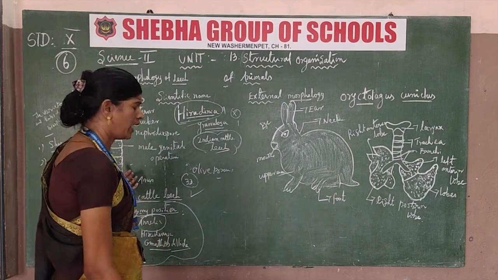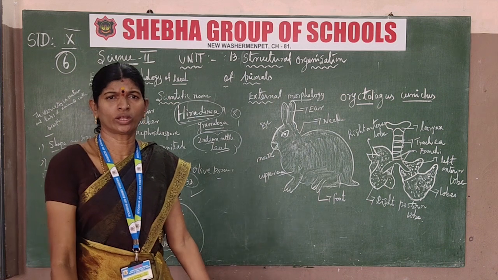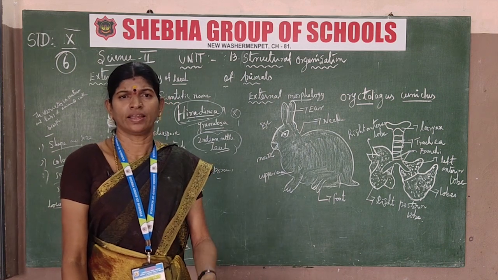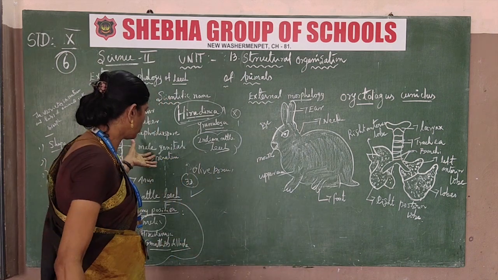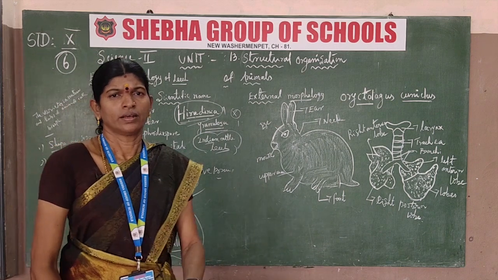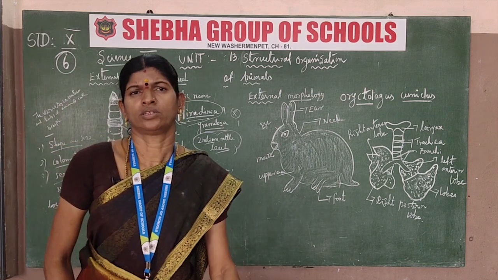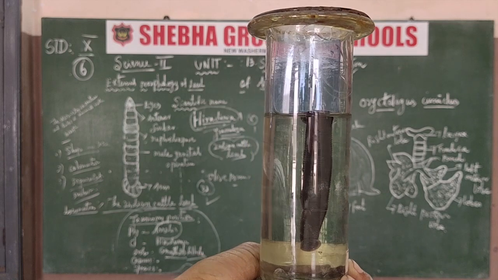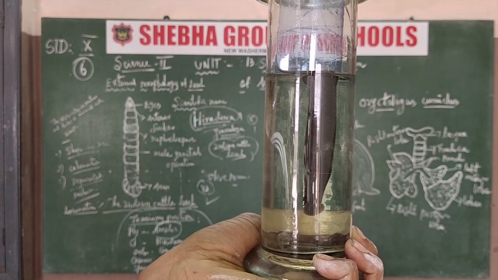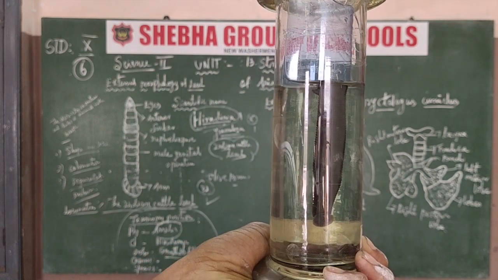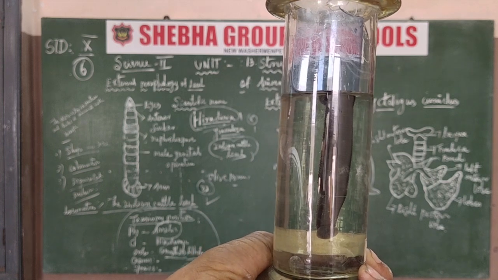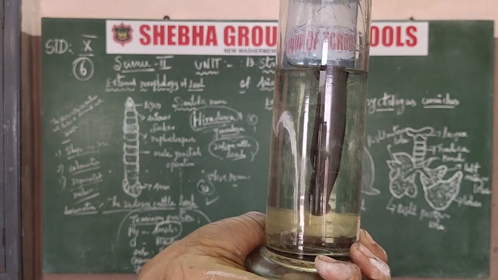Now I will show a real specimen, one bottle specimen of the leech. Listen, students, you can see that the bottle specimen of the leech is an entire, real leech.